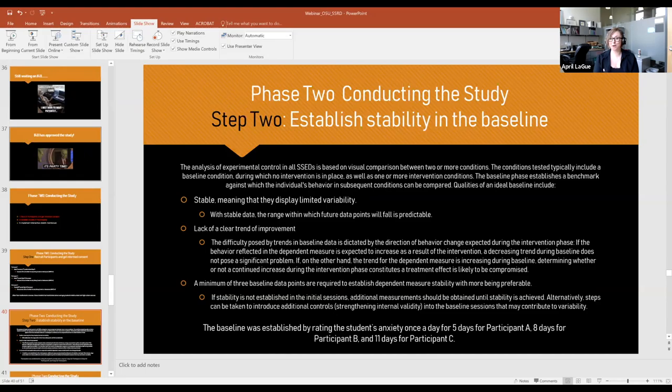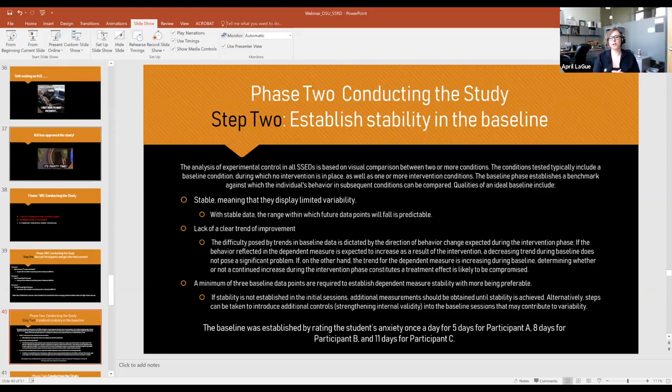So it's really important for our baseline phase to look different than our intervention phase if we're going to show results. So when I say stable, I mean limited variability. We want the range of our future data points in baseline to be predictable. I want to say, you have math anxiety today, tomorrow, the next day, and I'm going to predict that you have it in the following days. If we do that, then when we implement the intervention and there's change, we have more confidence to say it was because of the intervention.